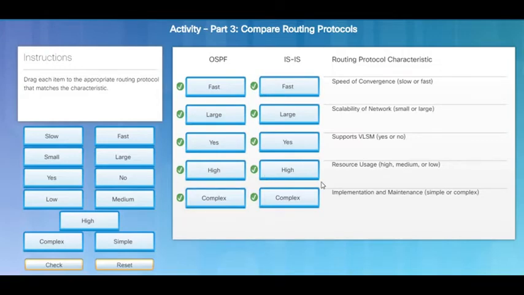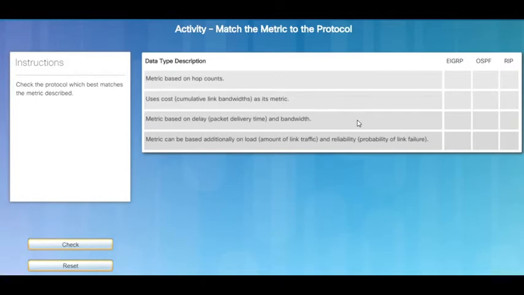Okay, good job on this activity. Let's move on. So we have another one. This time we are asked to match the metric to the protocol. We have the three given protocols here: EIGRP, OSPF, and RIP. We talked about metrics a while ago, and we found out that each protocol uses a different metric whenever they choose the best path. So let's find out.